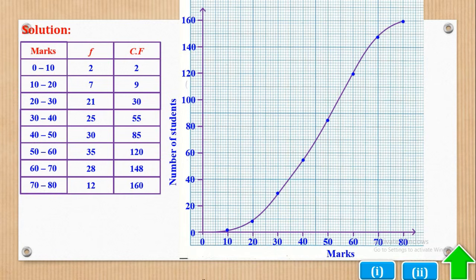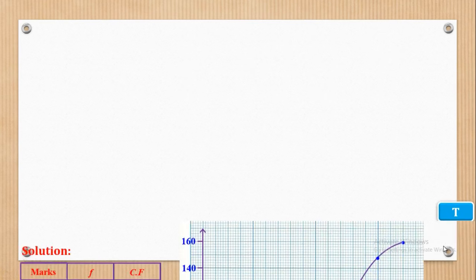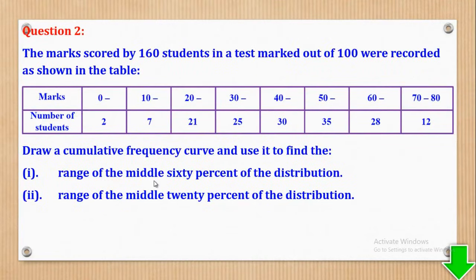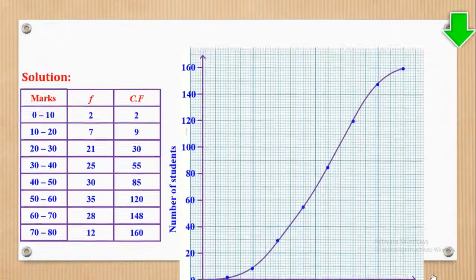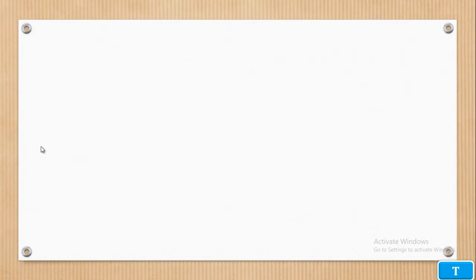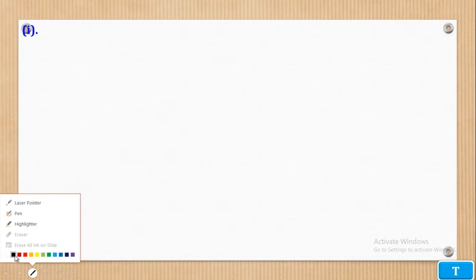Okay, so after that, next is to answer the questions that follow. One, they said the range of the middle 60% of the distribution. Now, middle 60%, which percentile is that? So let's do some little calculation here to identify which percentile they want. We shall make a sketch here.